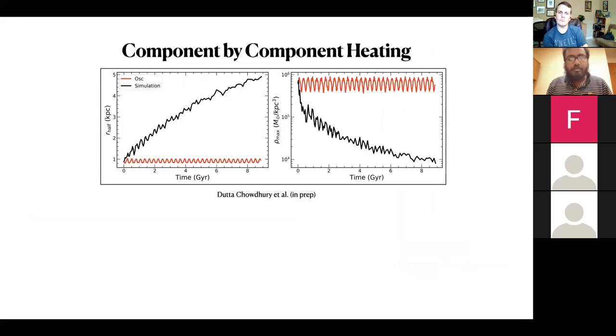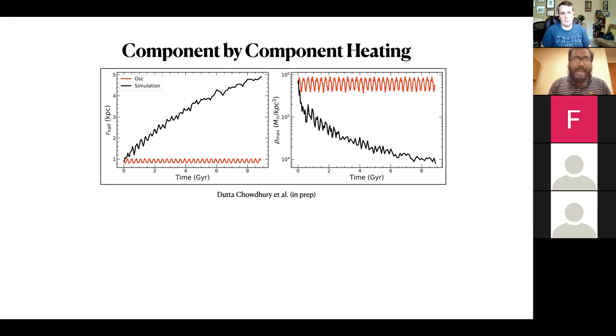Okay, so now let's see component by component what happens. Let's build on these components one by one and see what happens. First of all, let's think about a situation where the soliton is only oscillating and nothing else is happening. So we have a background halo which is fixed and the soliton is oscillating. We find that the soliton oscillations by themselves don't do much.